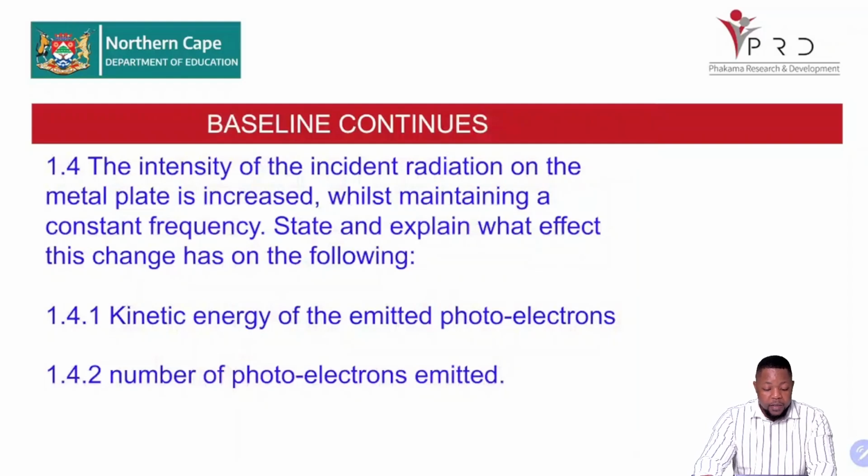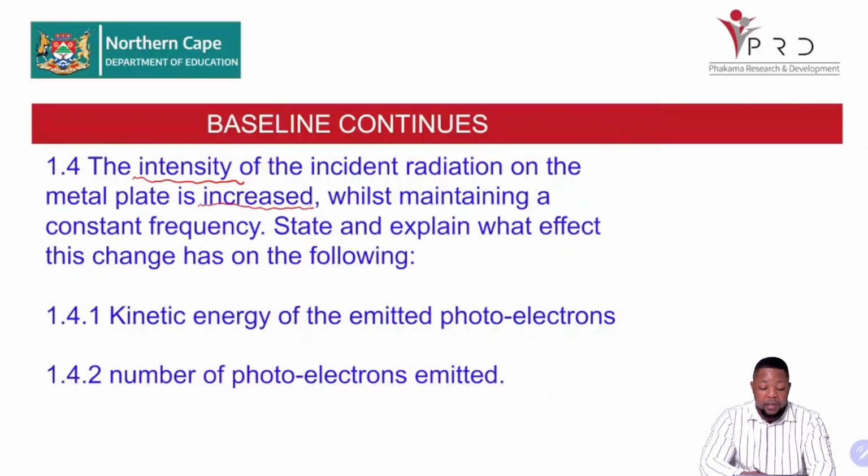Now, the baseline activities continue. We also expect you to have an understanding of the intensity of light or intensity of radiation. So we are told in this question that the intensity of incident radiation on the metal is increased. Just bear in mind that the intensity is related to the brightness. So when we are told that the intensity is increased, we should know that the brightness of that particular light was increased. So this intensity was increased while maintaining a constant frequency. The frequency remained constant while the intensity was increased.